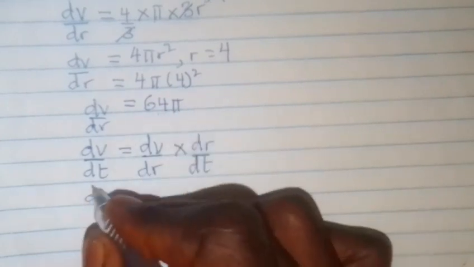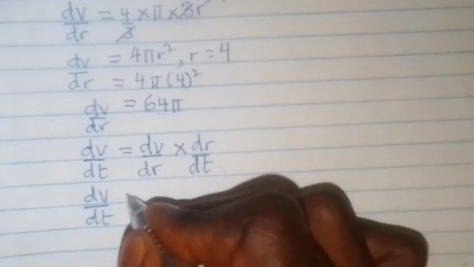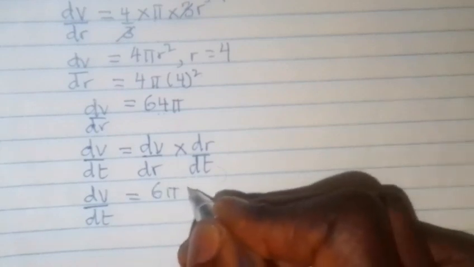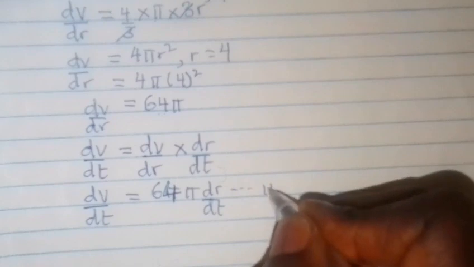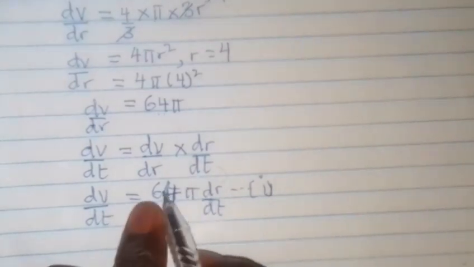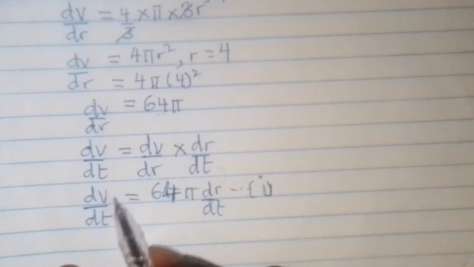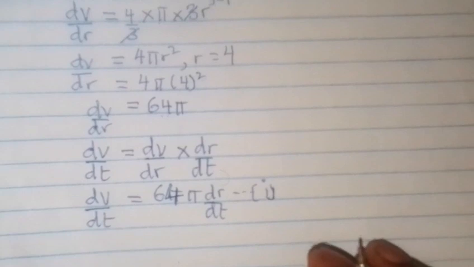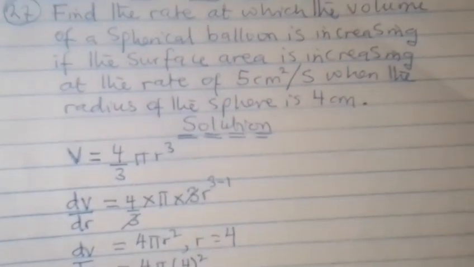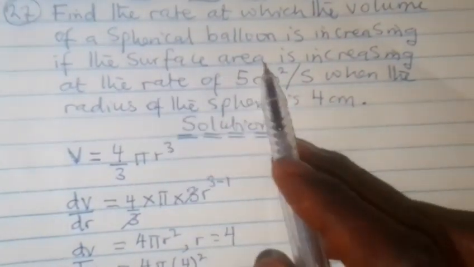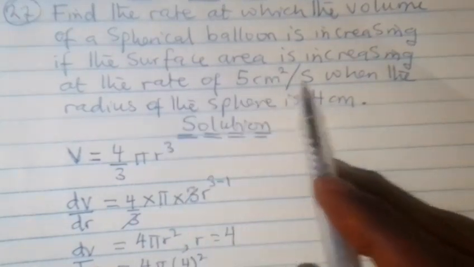So which means that we are going to find an expression for dV dt to become 64 pi, then we have dr dt. Let's call this equation 1. So which means that if we know the value for dr dt, we are going to multiply that with this, and that will give us the rate at which the volume is increasing. Now, how do we get this expression for dr dt? This is now going to lead us to the second parameter in this question, which is the surface area, which is increasing at a rate of 5 centimeters squared per second.